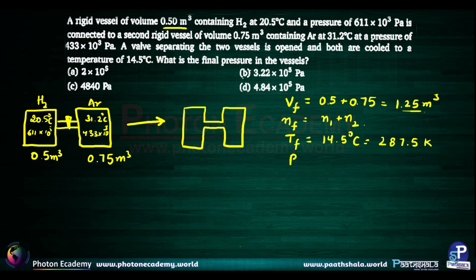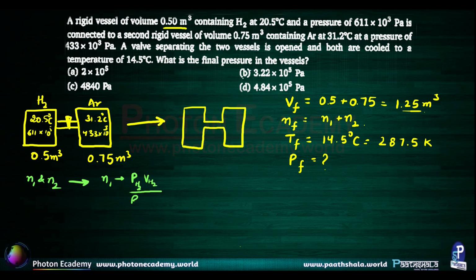We have to find the final pressure, correct? So let's plug our values into the equation PV is equal to nRT. But for that, we would require N1 and N2. So first of all, let's find out N1 and N2. N1 is given by P of H2 into V of H2 by R into T of H2. N2 is given by P of argon, V of argon divided by R, T of argon.